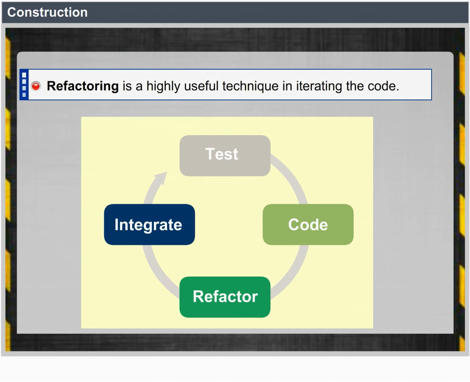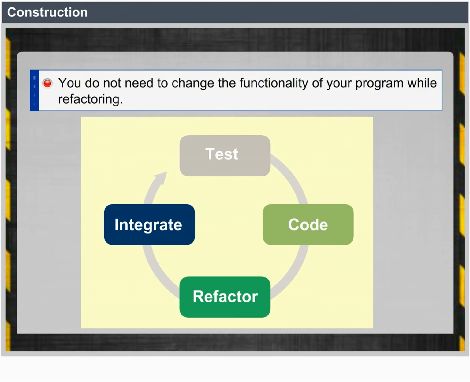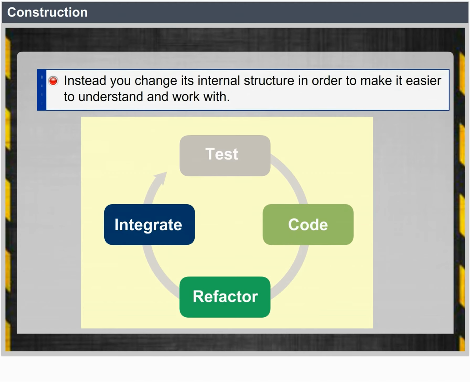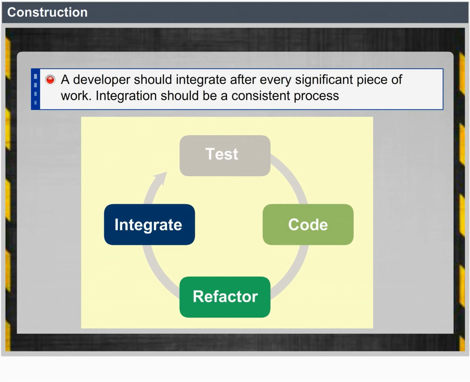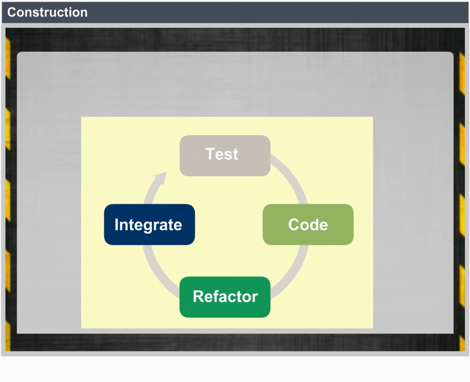Refactoring is a highly useful technique in iterating the code. You do not need to change the functionality of your program while refactoring. Instead, you change its internal structure in order to make it easier to understand and work with. It is a good idea to keep an eye on the amount of code thrown away in each iteration. A developer should integrate after every significant piece of work. Integration should be a consistent process.